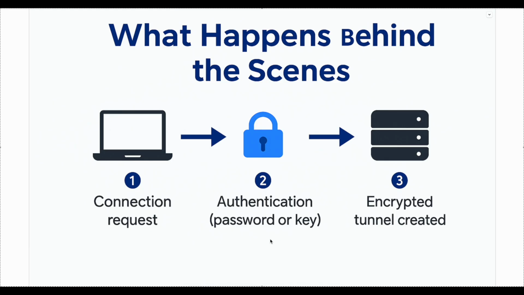And step 2, authentication. Once the server receives that request, it tries to authenticate you. This can happen either using a password or more securely with a private key, like the .pem key we used in our demo. And step 3, encrypted tunnel created. After successful authentication, SSH sets up an encrypted tunnel between your computer and the server. That means all the commands you type and all the responses you get are safely encrypted. No one in between can read or tamper with the data.